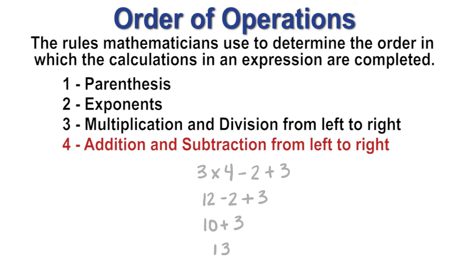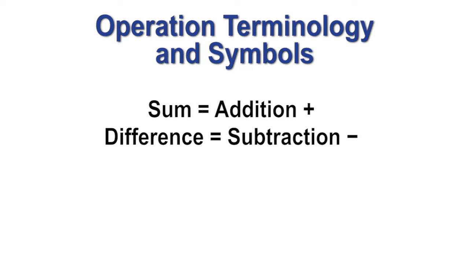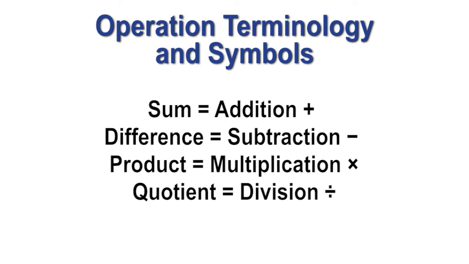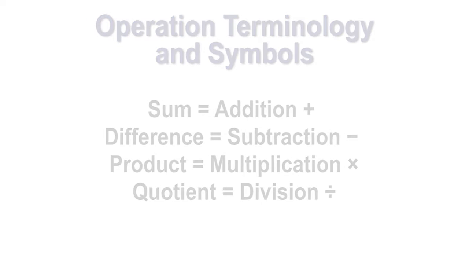The next prerequisite skill will be to have a basic understanding of operation terminology, as well as symbols. For example, sum means addition and can be shown with an addition sign. Difference means subtraction and is shown with a subtraction sign. Product means multiply and can be shown by placing a multiplication sign, and so on. Let's begin with the new skills taught in evaluating expressions and equations.